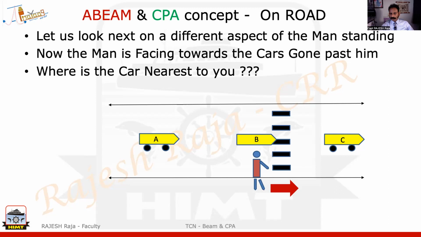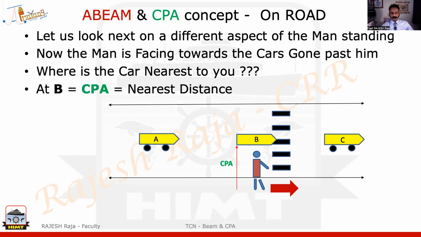Where is the car closest to you? Closest is position. So man is here, the car is there. So obviously, again, it is same, Bravo. Bravo is the nearest distance. Now, something has changed because your orientation has changed. A vessel also can change its orientation. So let us see what is the change here.